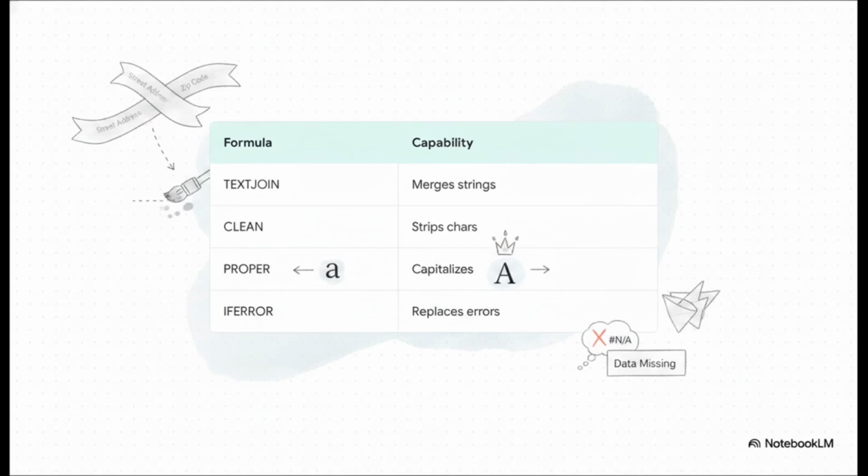Now, data cleaning is often the messiest, but most critical part of an analyst's day. TEXTJOIN is awesome for merging strings like addresses and zip codes using a delimiter you choose, and it automatically skips over blank cells. CLEAN strips out all those weird hidden system characters, and PROPER uniformly capitalizes names. Finally, to keep your visual summaries looking pristine for management, wrap your main formulas in IFERROR. That replaces messy system errors like #N/A with custom clean text like "data missing."